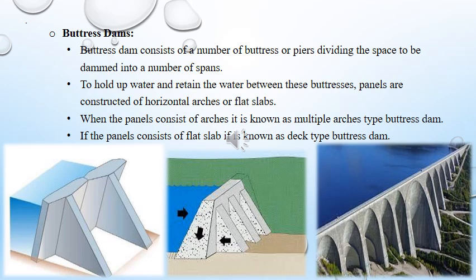These walls are called buttresses, and inclined slabs or arch slabs are then supported on the upstream side of these buttresses. These panels or flat slabs are known as deck type buttresses.